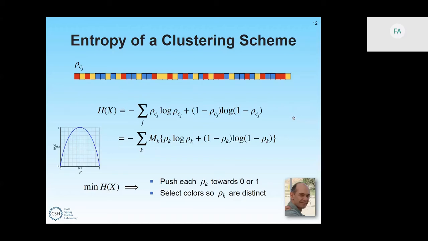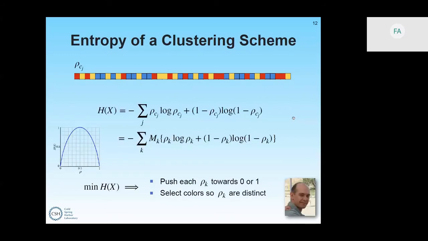In fact, you can prove this mathematically using Jensen's theorem: if you have a cluster of sites that is actually a mixture of two row values, then you minimize the entropy by separating it into two clusters that have those two separate row values associated with them. Okay, so this is going to have two desirable properties: push rho towards 0 and 1, and make the row values distinct. Both of those are desirable from the point of view of finding a good clustering across the genome.